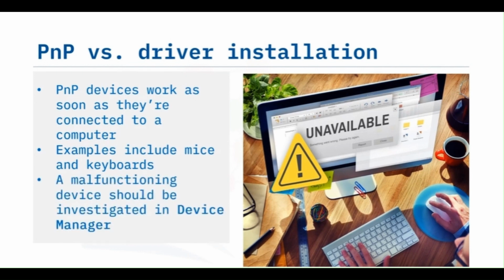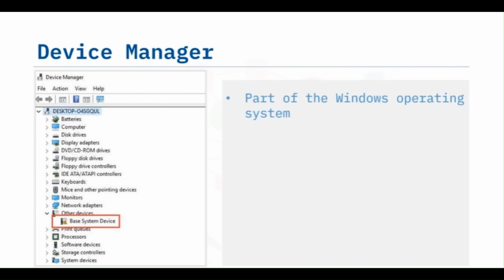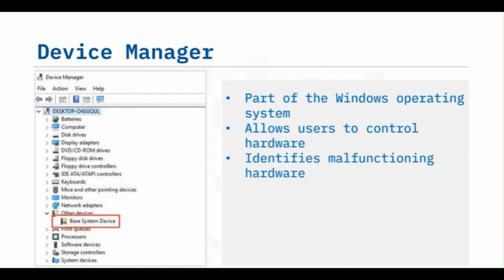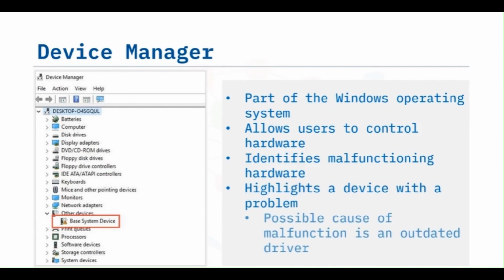If a PNP device doesn't function in Windows, the user should look in Device Manager for an indication of a problem with the device. Device Manager is part of the Windows operating system. It allows users to view and control the hardware attached to the computer. When a piece of hardware is not working, that hardware is highlighted with a yellow icon for the user to deal with.